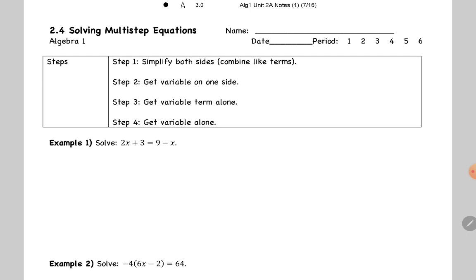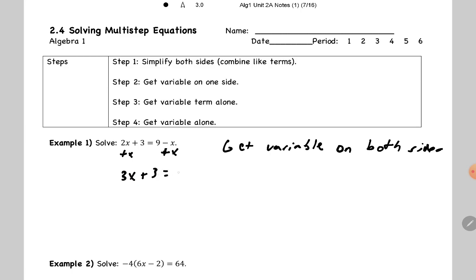Solve this guy. So we need to get the variable on both sides. You can pick whether the left or right, but it's easier if I add x here and x here. So I'll get 3x plus 3 equals 9.